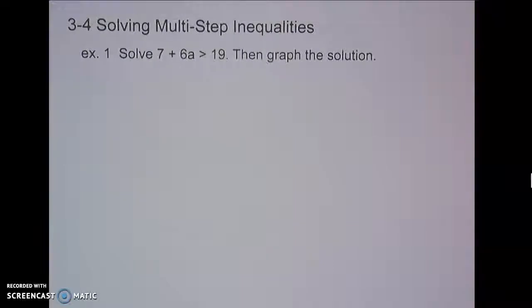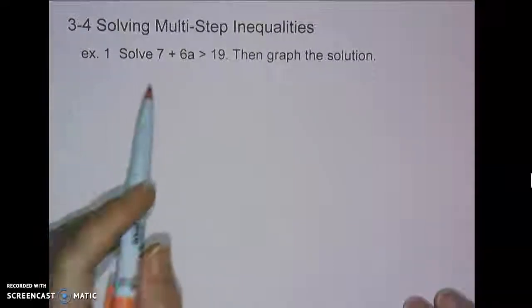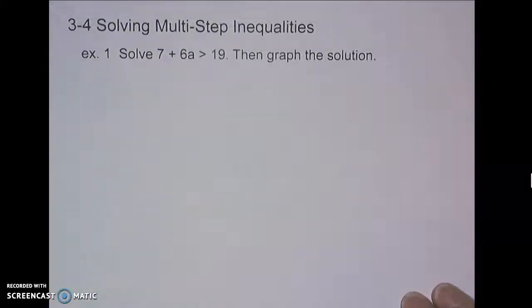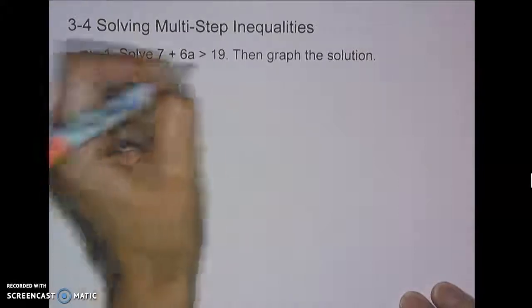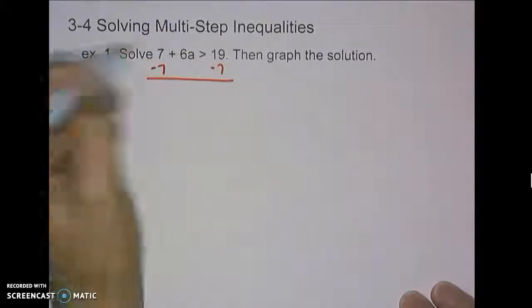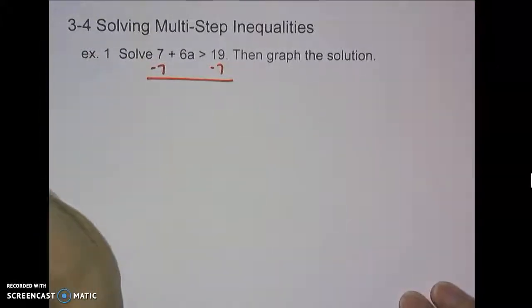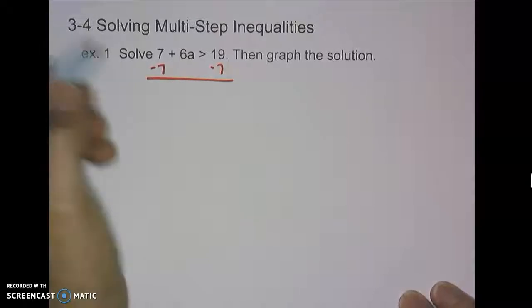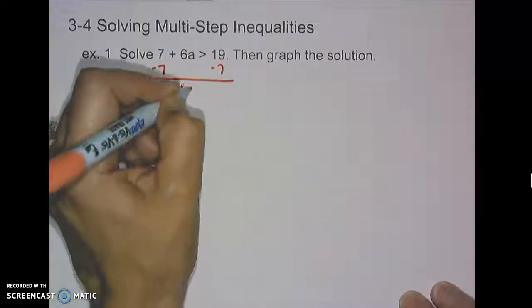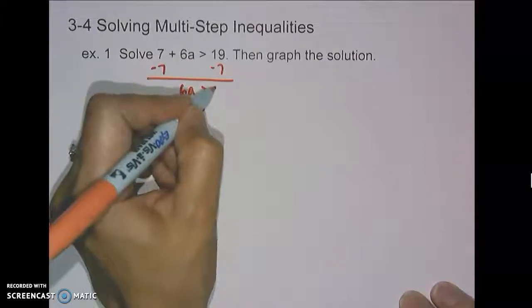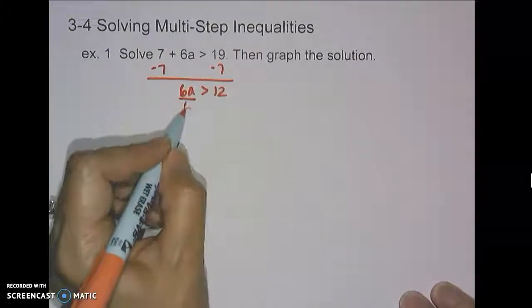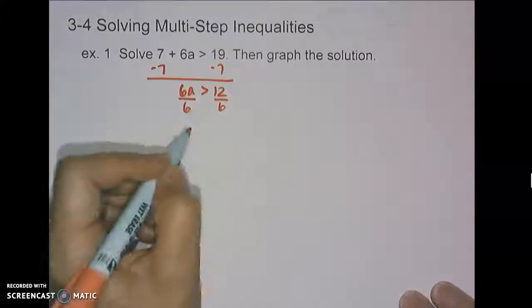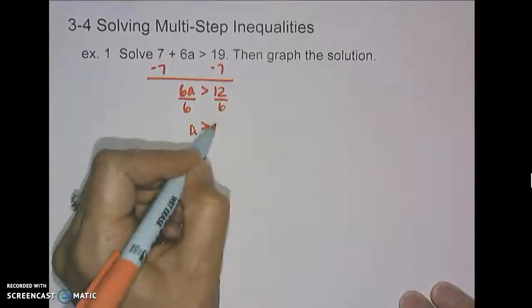Solving the inequality just means getting the variable by itself. If we have 7 plus 6a is greater than 19, to get a by itself, we're going to subtract 7 on both sides, keeping in mind that inequality sign right now just acts as though it is an equal sign. So that is going to give us 6a is greater than 12. A is not by itself yet. To get that to happen, we're going to divide both sides by 6. And a is now greater than 2.